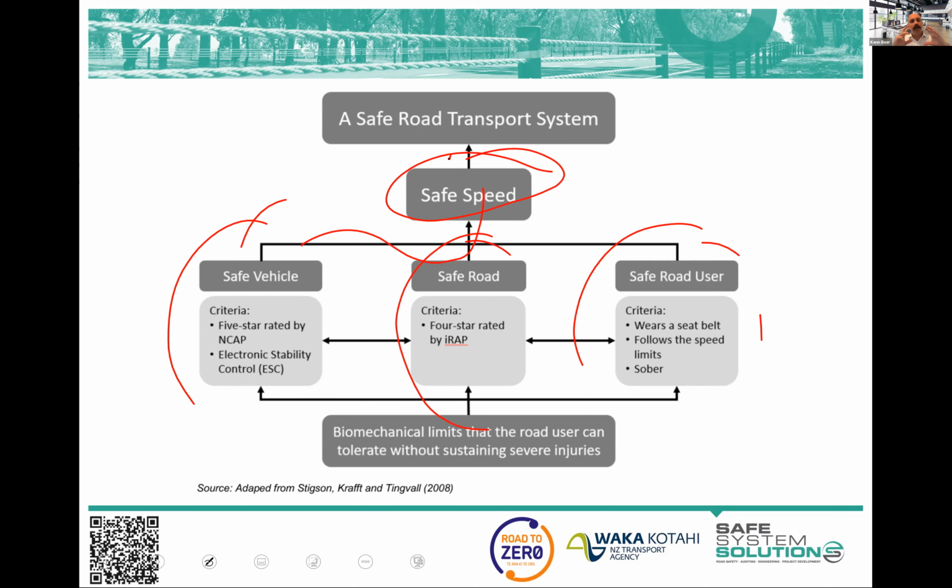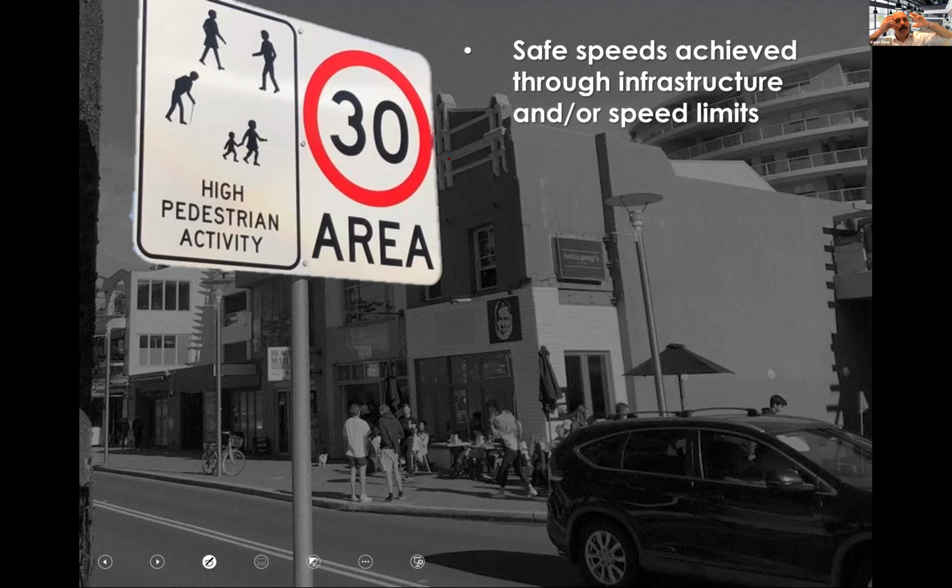But the critical point to remember here is that we have a transport system to move people and goods. A safe system could be achieved by stopping all of that movement. But that's not what we're about. We're here to support the movement of people and goods in a safe manner. And it's important to understand that we're not just talking about speed limits, we're talking about travel speed, and we can achieve that through infrastructure and or speed limits.